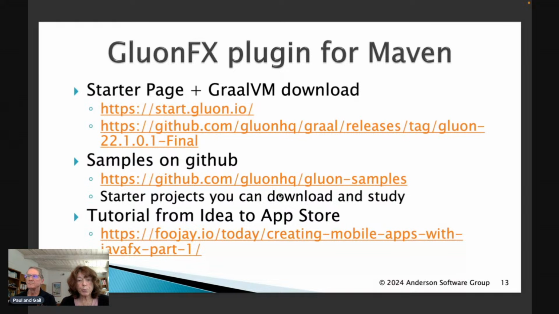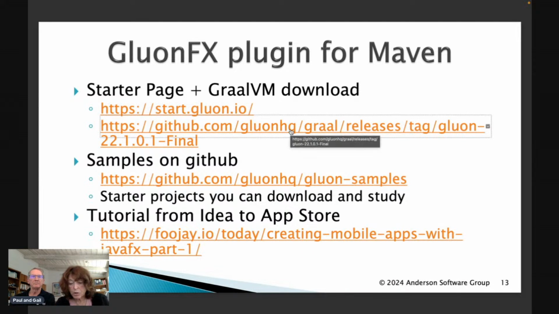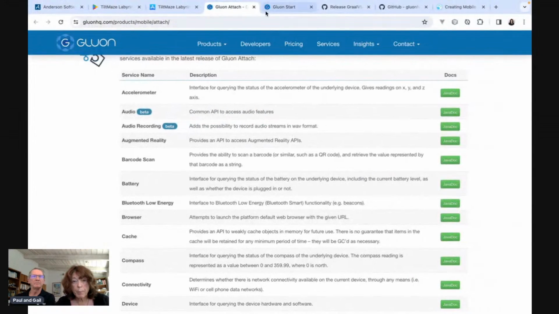And the first two resources here is a Gluon start page that will build a starter template Maven project for you. You can configure it and then download it. And I'm going to show you that. And then this is the GraalVM JDK. It's specific to Gluon. It's based on the community edition, and you'll also need to download that. So I'm going to go ahead and show you these things on the web at the moment.